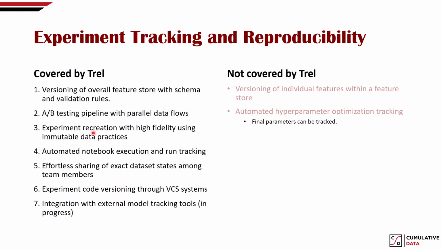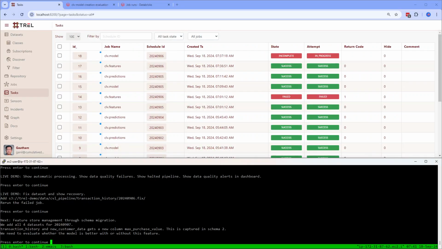This is the demo we'll be going through now. All right. So what we're going to do is add all four data sets for 9.7, and from 9.7 onwards, transaction history and new customer data gets a new column, max purchase value. This is captured in schema 2. So the script is going to add schema 2 for transaction history and new customer data, and the new data sets are going to be under schema 2.